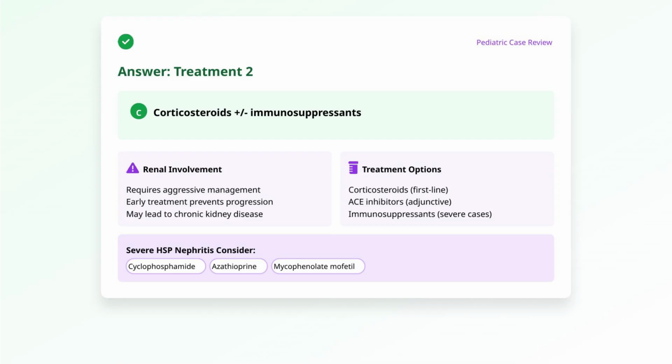Significant renal involvement in Henoch Schönlein Purpura, such as nephrotic range proteinuria, requires aggressive management with corticosteroids and possibly immunosuppressants. Early intervention may prevent progression to chronic kidney disease. Angiotensin-converting enzyme inhibitors are useful as adjunctive therapy to reduce proteinuria. In severe cases, cyclophosphamide, azathioprine, or mycophenolate mofetil may be considered.